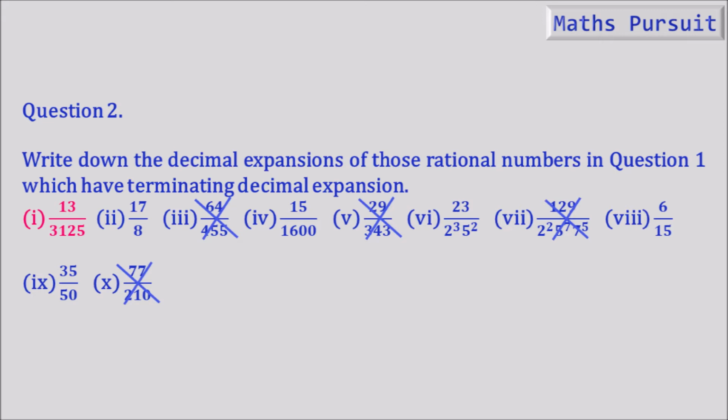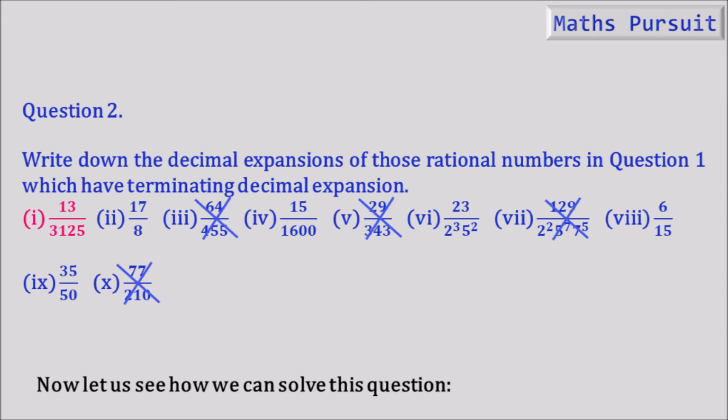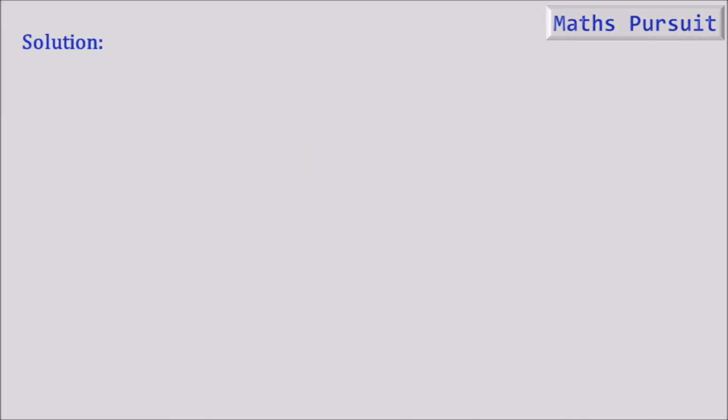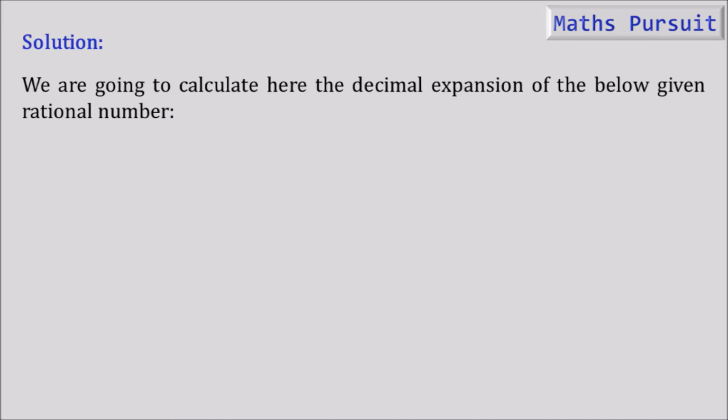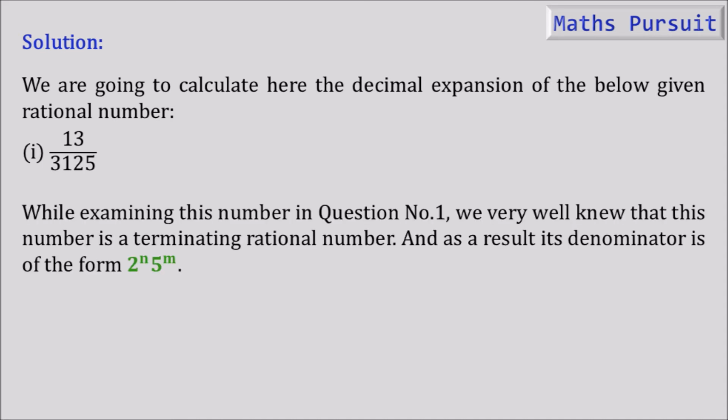The first number that we are going to pick up is 13 by 3125. So let's see how we can solve this question. Coming to the solution, we are going to calculate the decimal expansion of the given rational number, 13 by 3125. While examining this number in question number 1, we knew that this is a terminating rational number, and as a result its denominator is of the form 2 to the power n 5 to the power m. Guys, we are picking up the numbers which are terminating rational numbers.